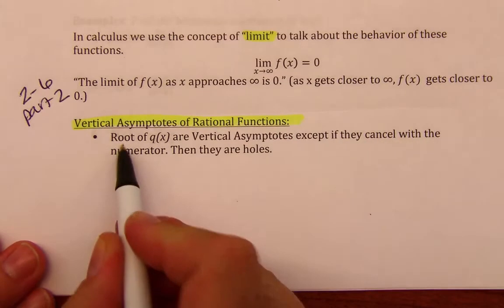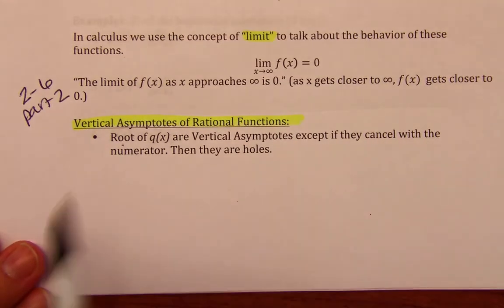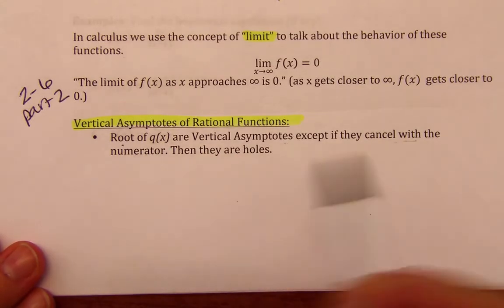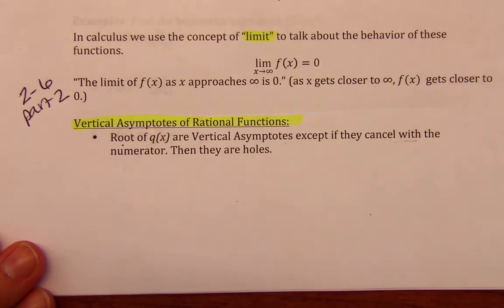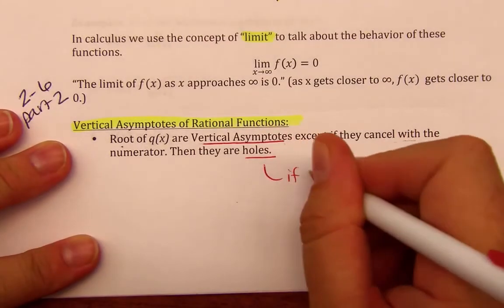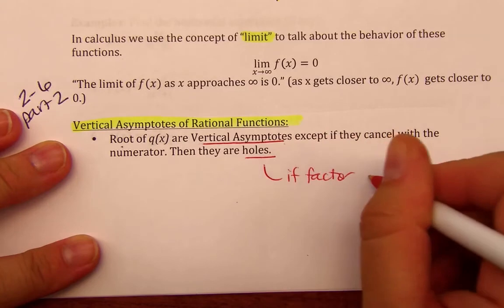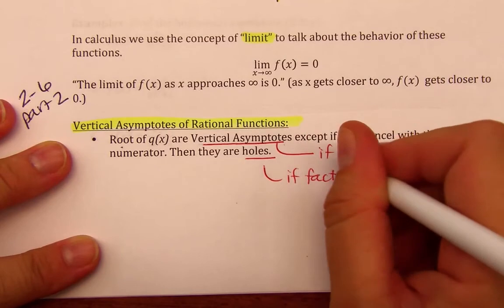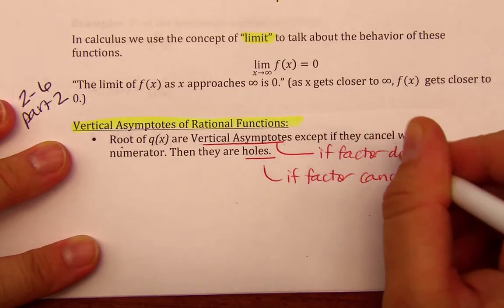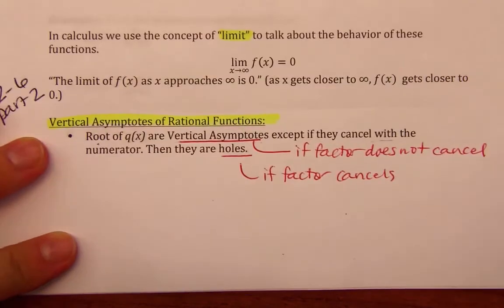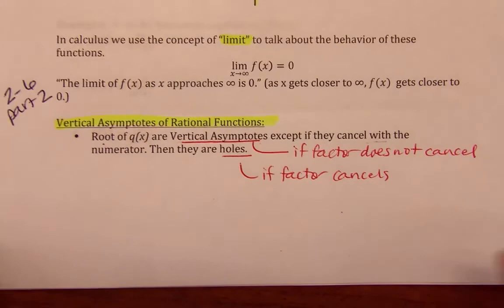Now the roots, or the factors, or the zeros, whatever term you want to use, of our denominator are the vertical asymptotes. Except if they cancel with the numerator, then they're holes. So there's a lot of terms right there. There's vertical asymptotes and there's holes. Holes are if the factor cancels, and vertical asymptotes are if the factor does not cancel. All right, now that's how we're going to determine whether it's a vertical asymptote or not.